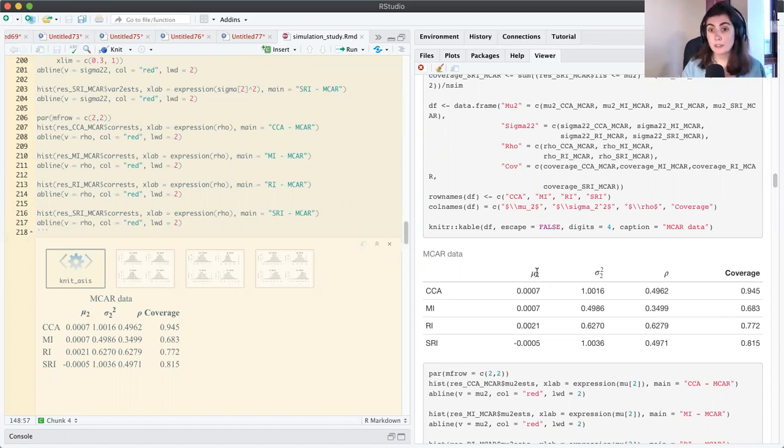Okay, so I know that the true value of the mean of y2 is 0, the variance of y2 is 1, the correlation is 0.5, and I've computed the lower and upper bound of the confidence interval, so I can compute the coverage. Remember that the interpretation of a 95% confidence interval is that, for instance, if I repeat my experiment 100 times, my confidence interval should contain the true value 95 times, right?